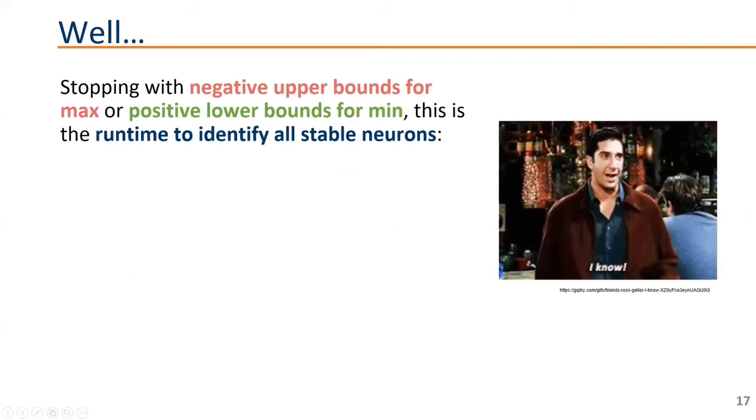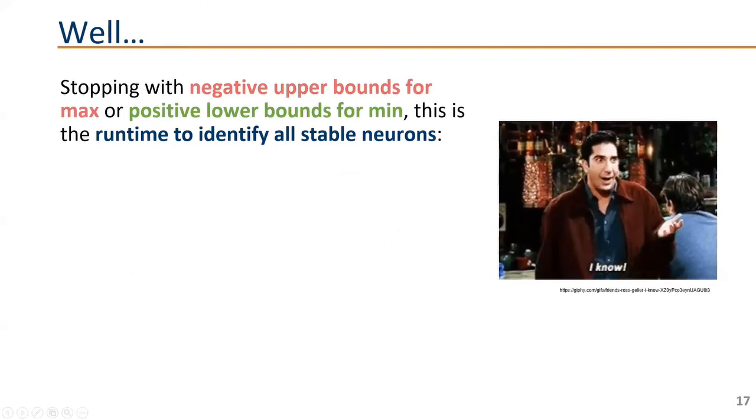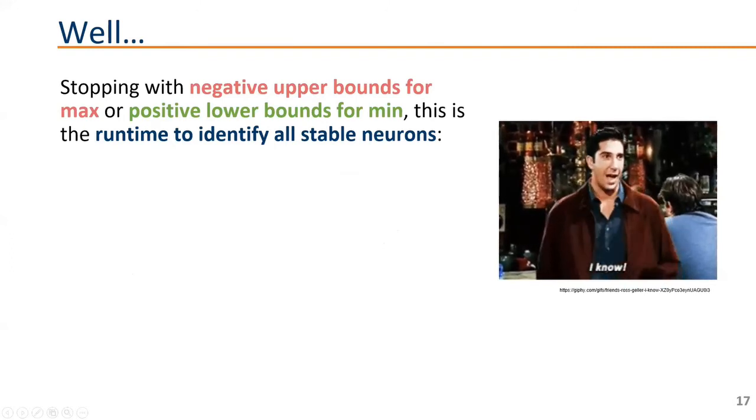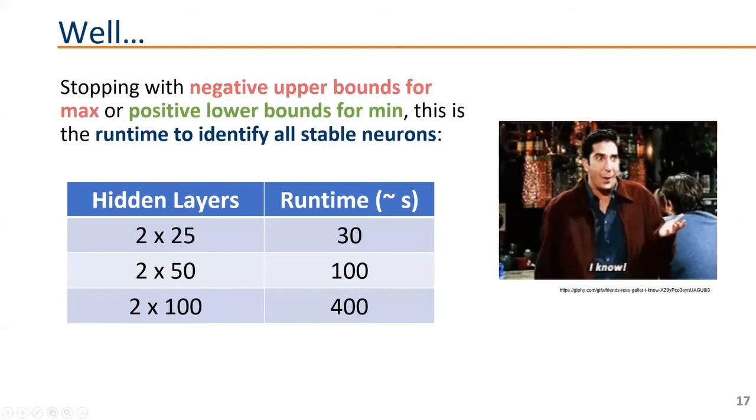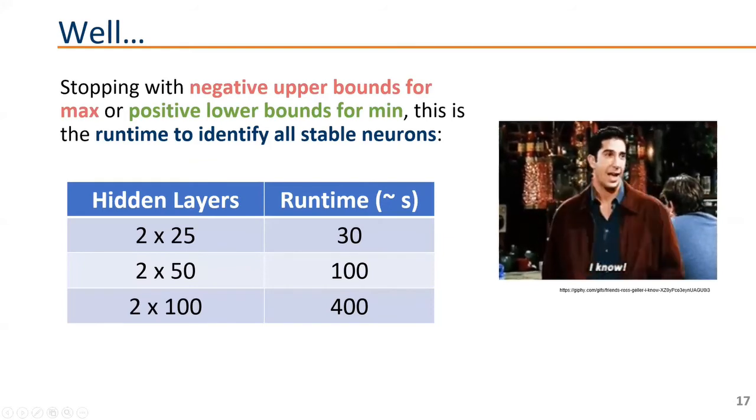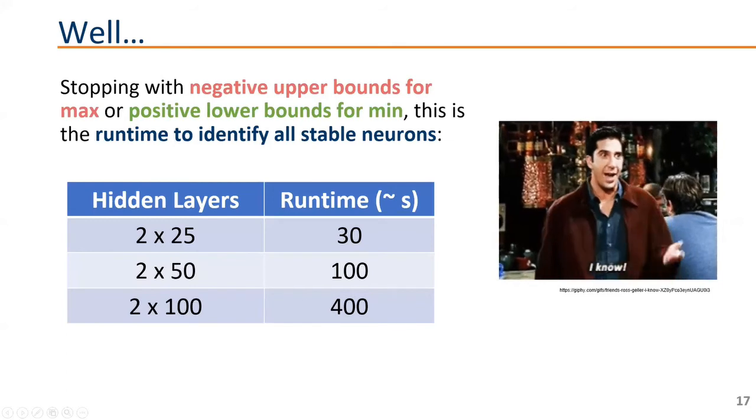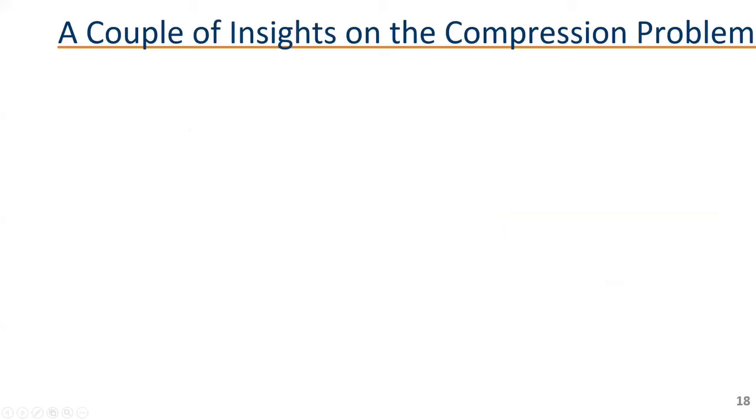So what we were doing was using negative upper bounds. We would stop whenever we identified a negative upper bound for the maximization problem or a positive lower bound for the minimization problem. And by doing that, this is the runtime that we had to identify all the stable neurons of these neural networks: 2 hidden layers of 25 neurons each, 30 seconds. With 2 hidden layers of 100 neurons each, that scales to 400 seconds. So this is definitely not neat. This is taking more than training these neural networks on a CPU of the corresponding size.